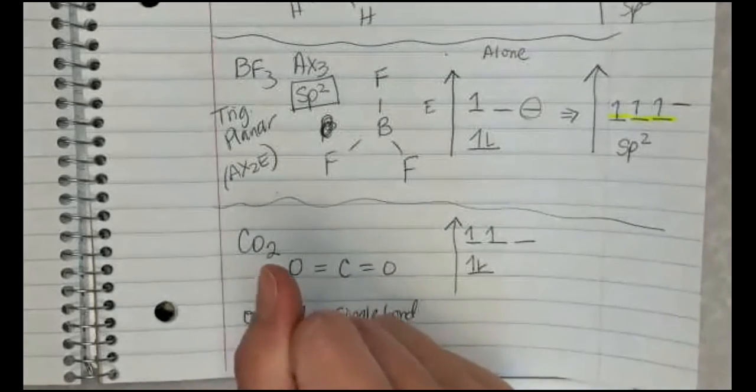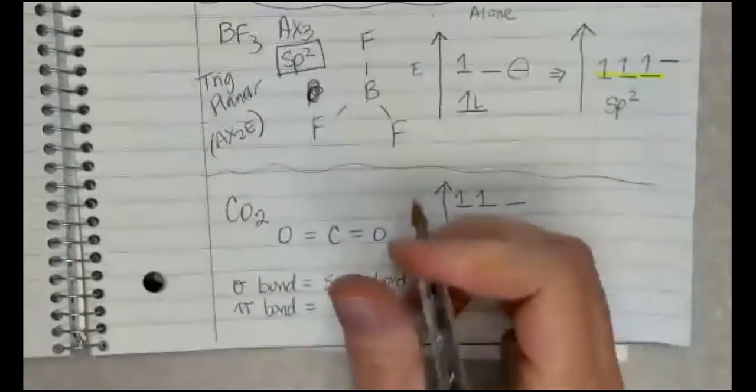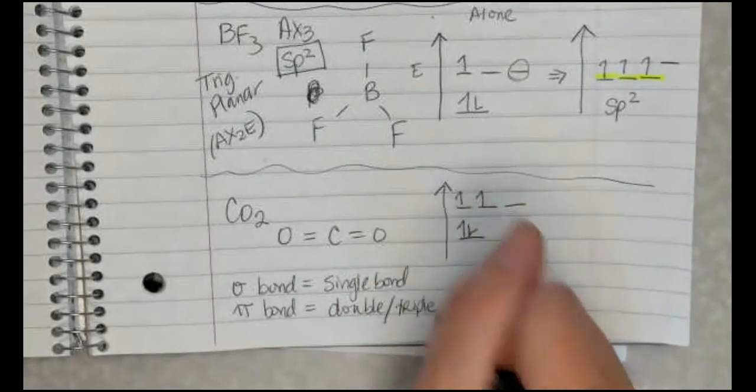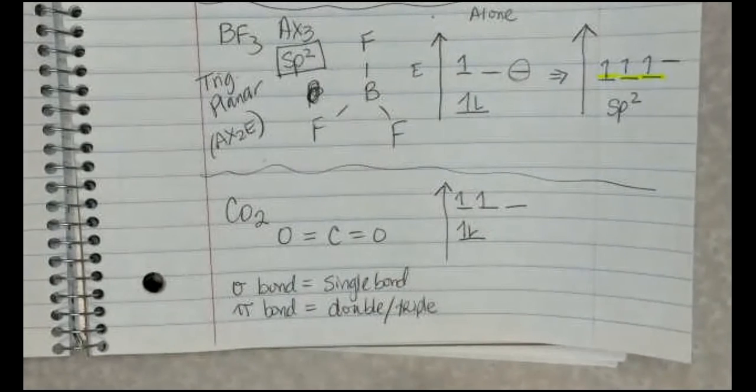And then a pi bond is when it becomes a double or a triple bond. And it adds to the sigma bond. So these are pictured in the textbook. I always thought these were really interesting to look at.